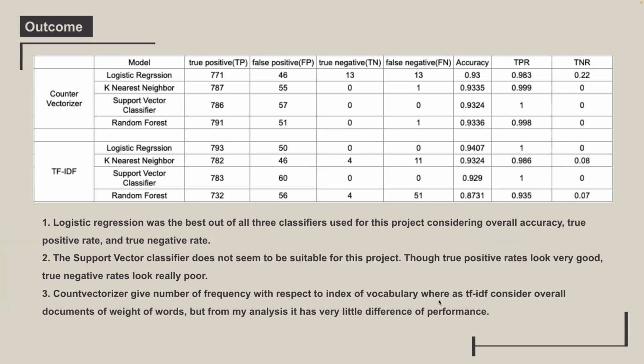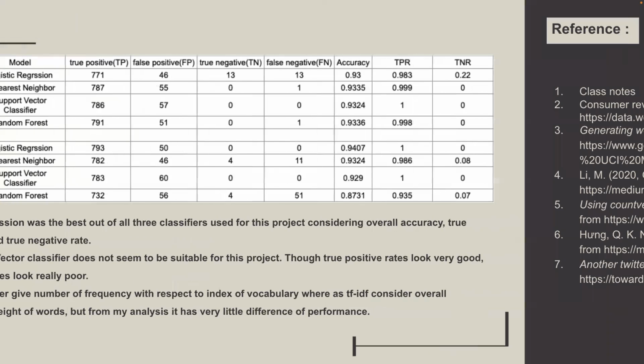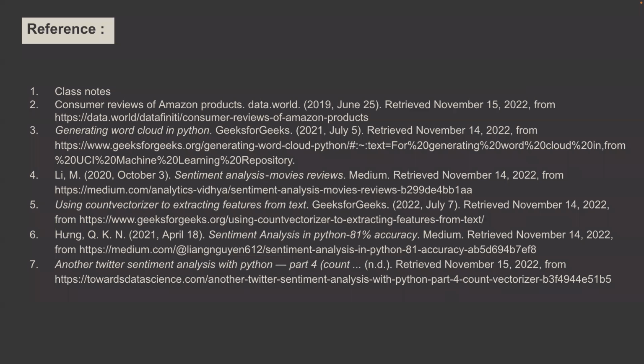From the outcome, I got a little shocked, because count vectorizer gives the number of frequency, which maps to the index of the vocabulary, whereas TF-IDF considers the weights of words across all documents. But from my analysis, they have very little difference in performance. So it may have something to do with my dataset. I may have to try a different set of data and see their performance, but I think that's for future project and research. Here's my reference, and thank you so much for listening.